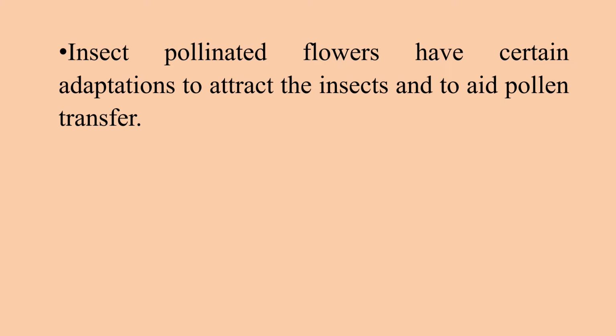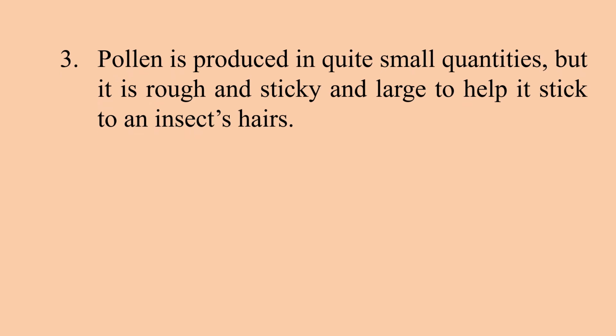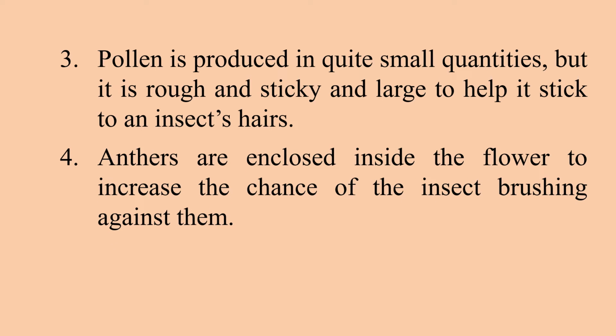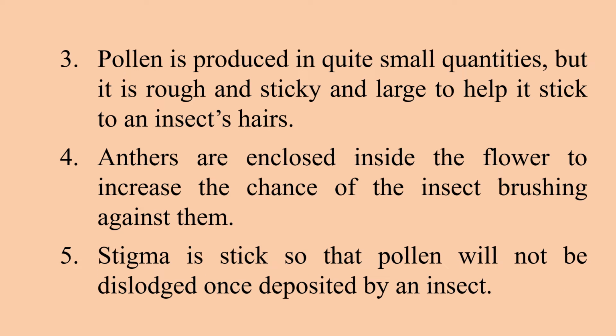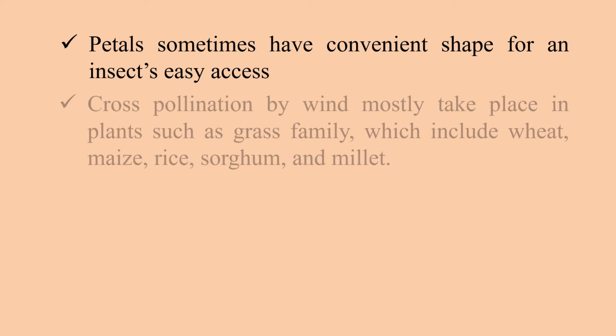Insect-pollinated flowers have certain adaptations to attract the insects and to aid pollen transfer. Some of them are: flowers are large, scented and have brightly colored petals. Nectar is produced. Pollen is produced in quite small quantities, but it is rough, sticky and large to help it stick to an insect's hairs. Anthers are enclosed inside the flower to increase the chance of the insect brushing against them. The stigma is sticky so that pollen will not be dislodged once deposited by an insect. Petals sometimes have a convenient shape for an insect's easy access.